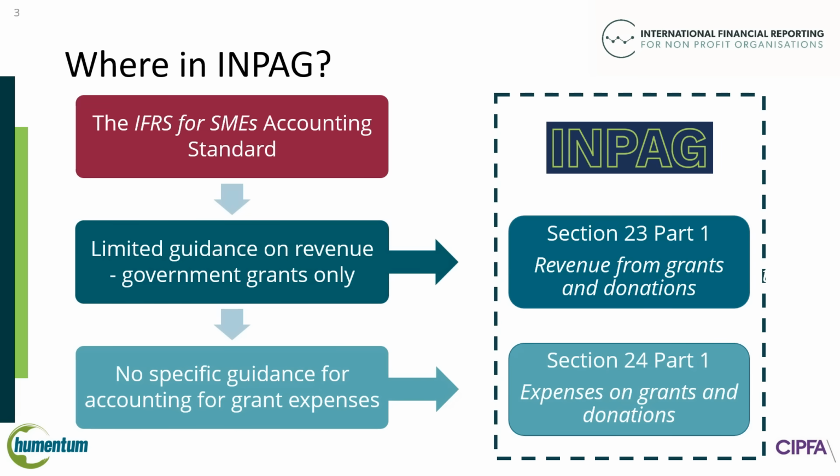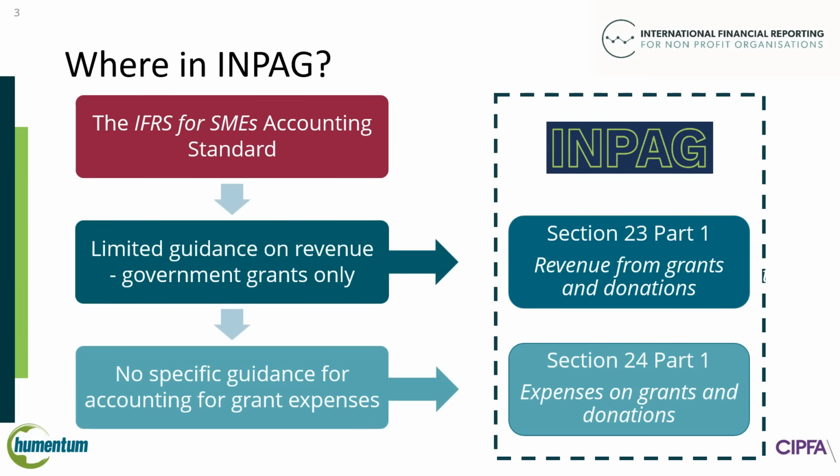And it does not contain any specific guidance on accounting for grant expenses. A new section has been created in INPAG to cover all revenue from grants and donations, beyond the limitation to government grants in the IFRS for SMEs. The guidance is included in an expanded Section 23, with a new Part 1 titled Revenue from Grants and Donations. This guidance uses the concepts in public sector accounting standards and is based on IPSAS 47, Revenue.